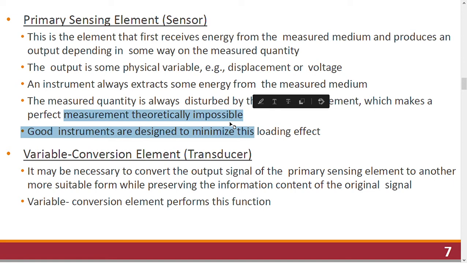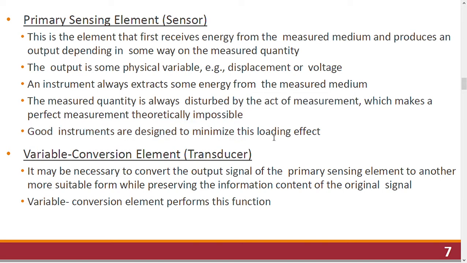Now the output from the sensor is given as input to the second element, which is the variable conversion element or the transducer. The function of this transducer is that it will convert the signal to some other form which will be easy to use.